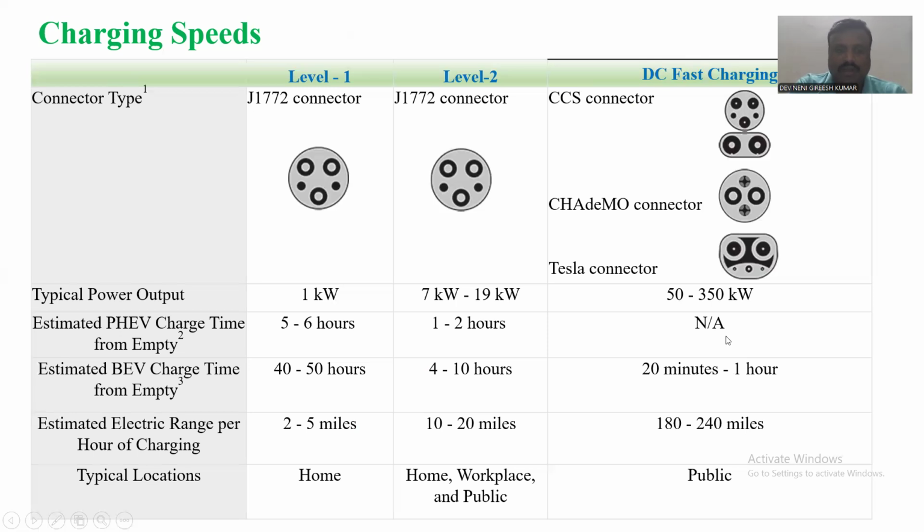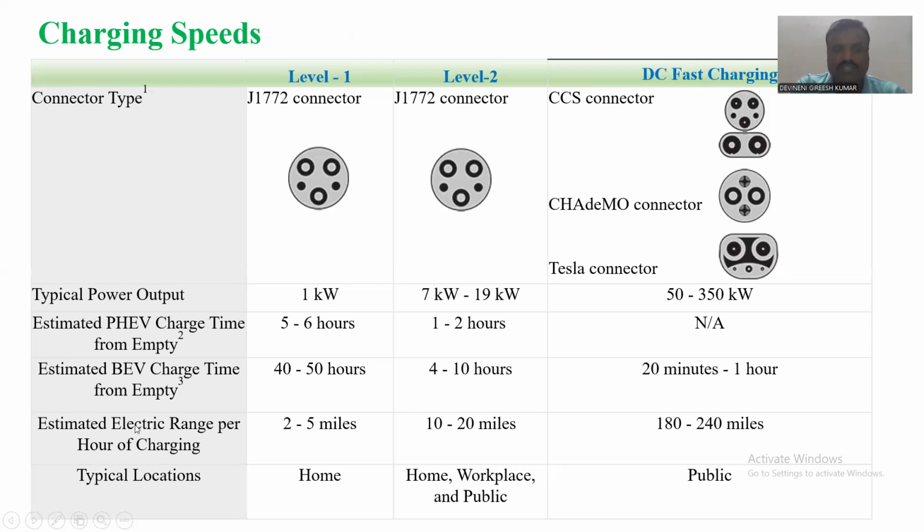The plug-in hybrid electric vehicles require only the AC type of connectors, that is level 1 and level 2 connectors. If you look at the BEV, battery electric vehicles, assuming the time from empty, then 40 to 50 hours is taken to charge by a level 1 AC connector, and 4 to 10 hours by a level 2 connector, in the range of 7 kilowatts to 19 kilowatts, and 20 minutes to 1 hour for DC fast charging with any of these three connectors.